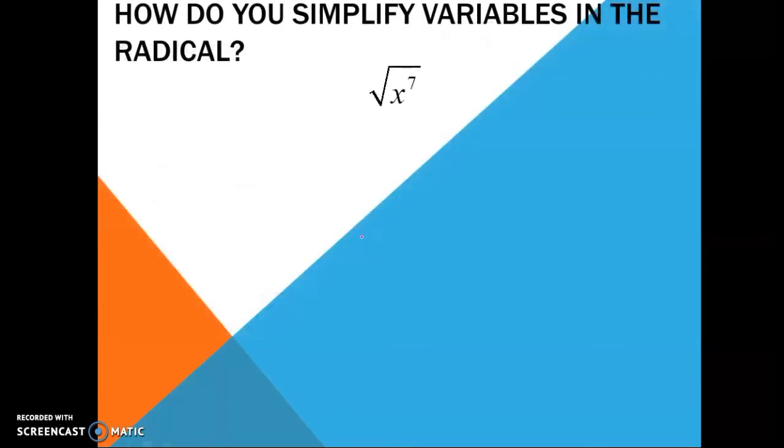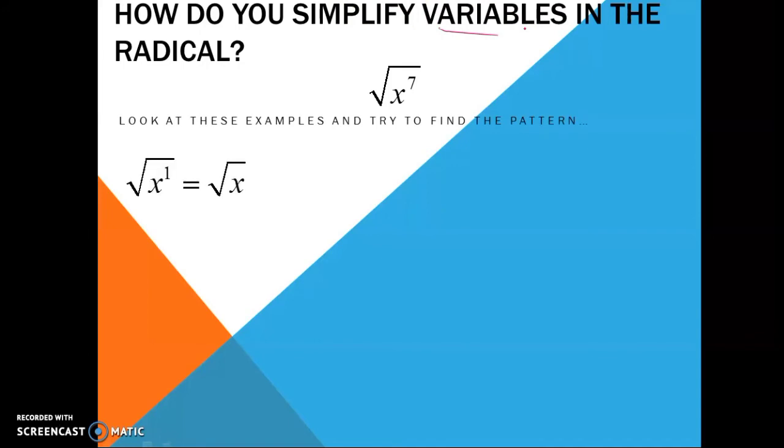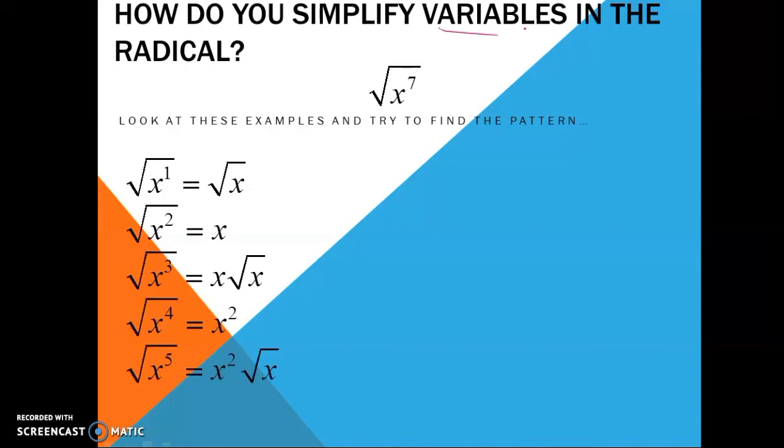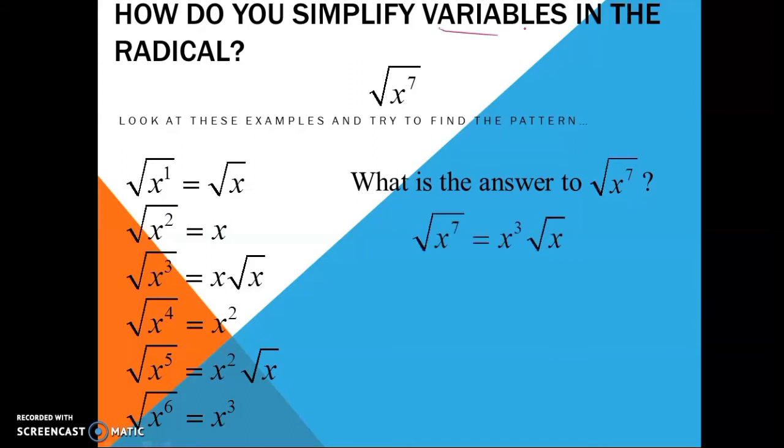Okay, how about if we're going to simplify variables in the radical? Example, square root of x raised to 7. So, tingnan nyo yung pattern. Square root of x raised to 1, the answer is square root of x. Square root of x squared is x. And so on. Nakikita ninyo yung pattern? So, what is the answer for square root x raised to 7? So, the answer is x cubed square root of x.